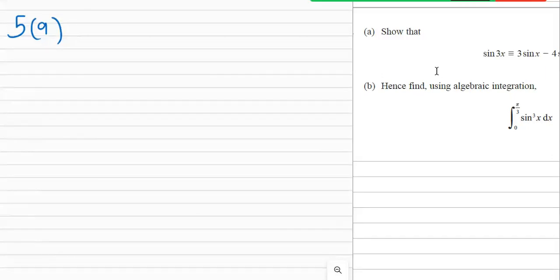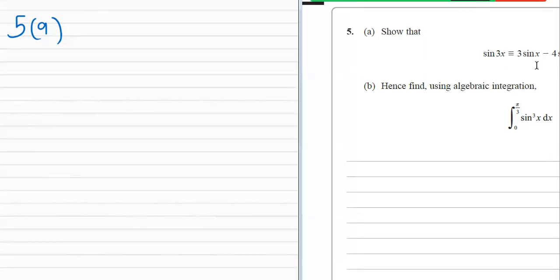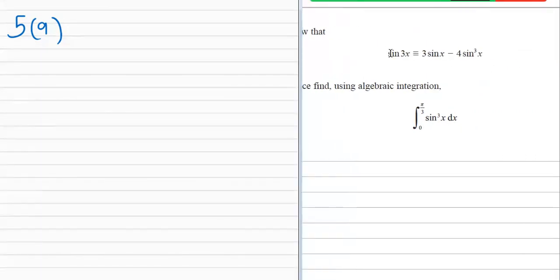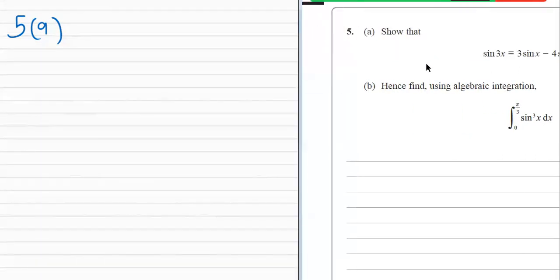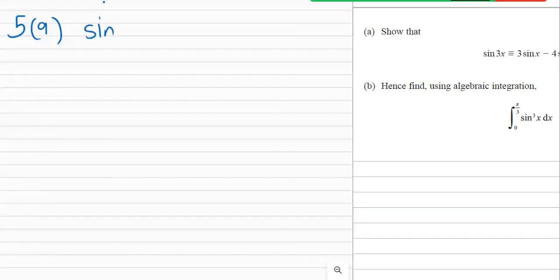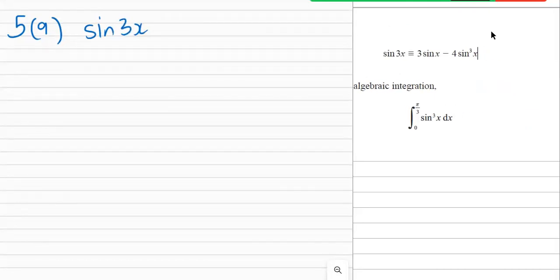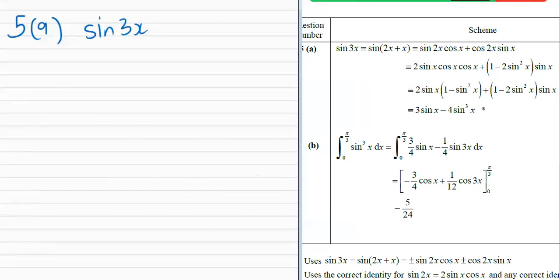Question 5A says show that the left-hand side over here equals the right-hand side. So we want this equal to this. So sine 3x is our left-hand side, and we want it to equal 3 sine x minus 4 sine cubed x. So if you want to go ahead, this is the mark scheme.